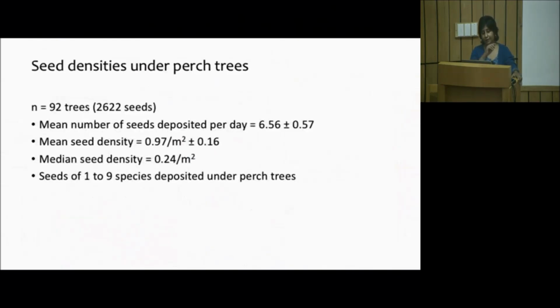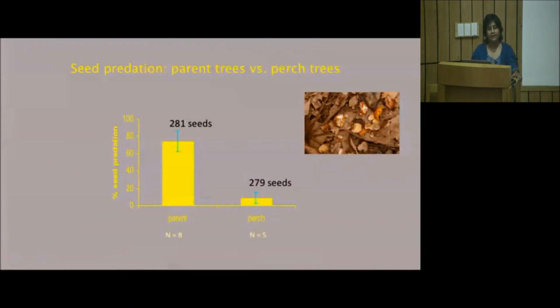Under perch trees, I'd already indicated that the number of seeds deposited is much less because these are more unpredictable in space and time. They're visited for shorter periods. So that was it. And then we showed why this kind of clump dispersal is bad. We compared the seed predation rates at parent trees versus perch trees and found that perch trees had much lower rates of seed predation by rodents. The rodent seed predation is very obviously detected by these tooth marks.